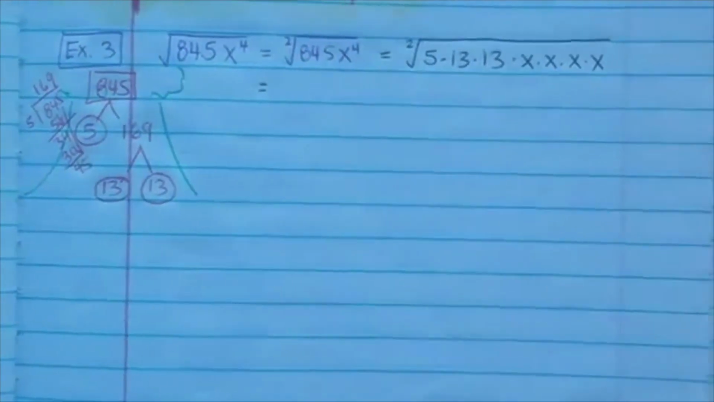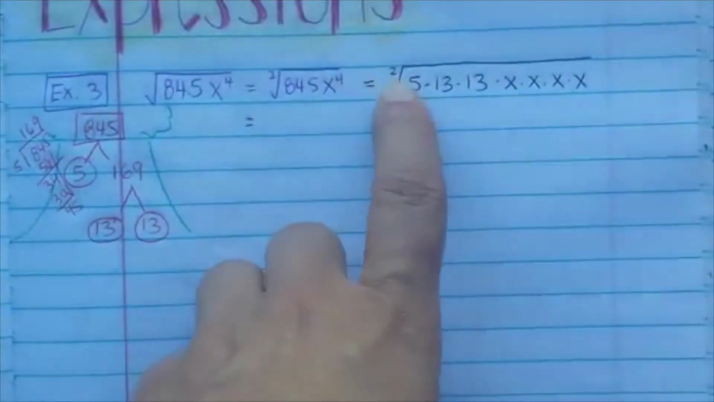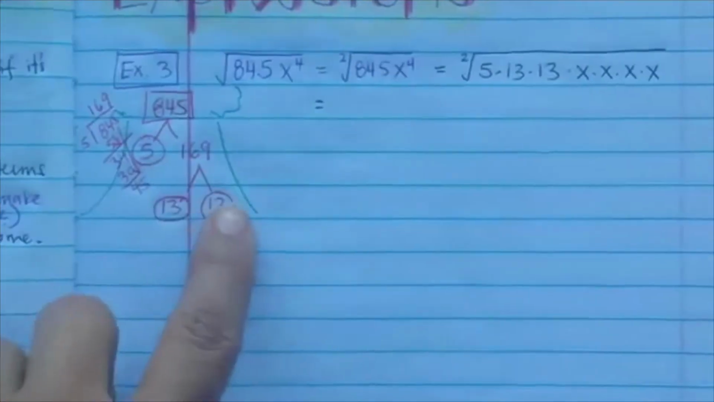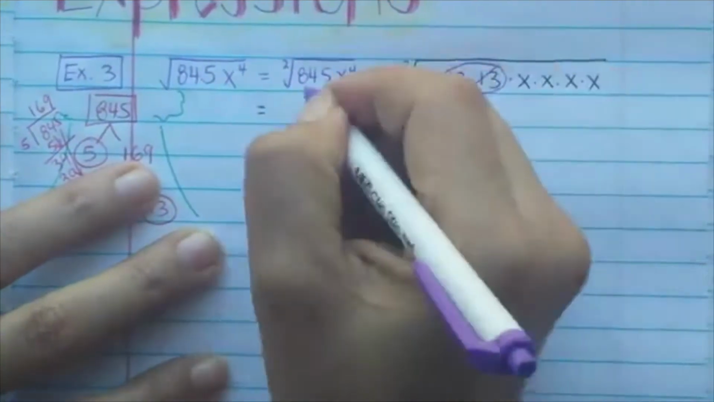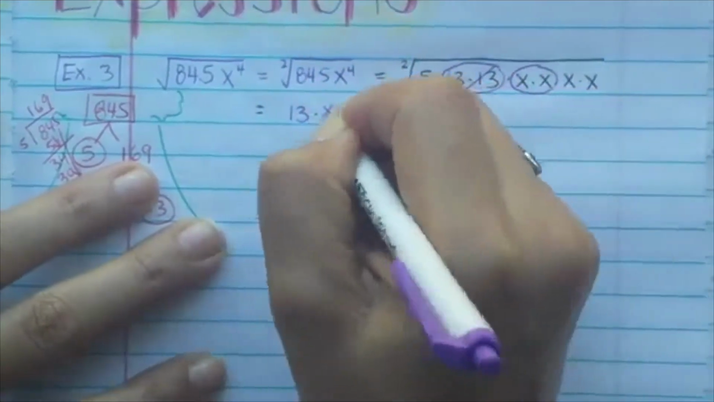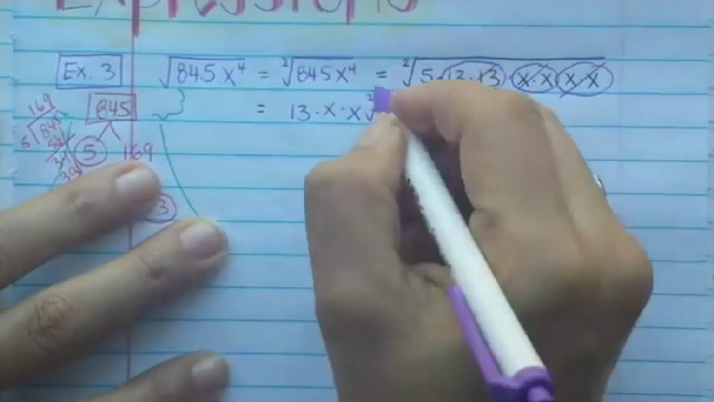Again, now we're taking books of 2. So I need to break down the number as well. How many do you need to make a book? I need 2. Take each book out of the library one at a time. So I'm going to circle the 2 13s. That makes 1 book, so 1 book outside. That's an x outside and another x outside. What's left inside? Just the 5.